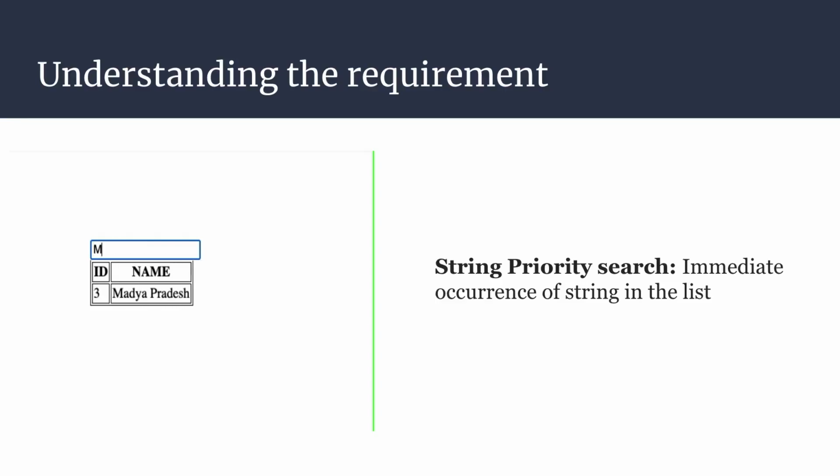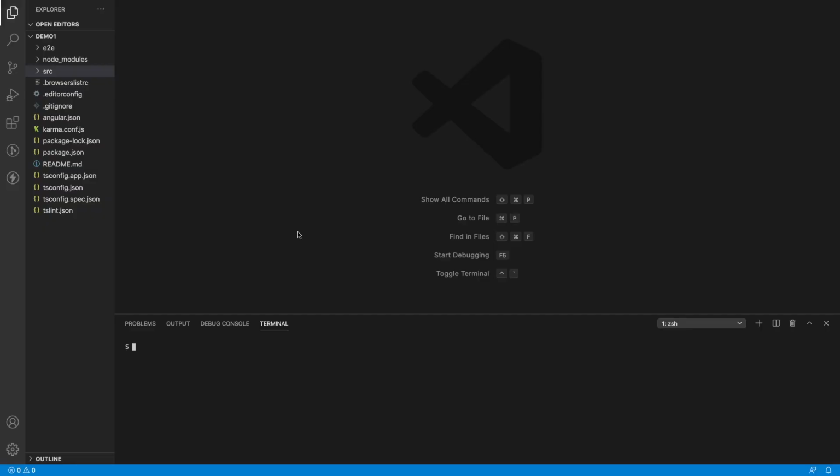So in this GIF, you have a clear understanding of what we are trying to implement. In this, we are doing a string priority search, that is, the immediate occurrence of the search value from the list. And here we are doing the search based on the name of the state. I have already created an Angular project, and let me try to implement this with a pipe, that is, Angular pipes.